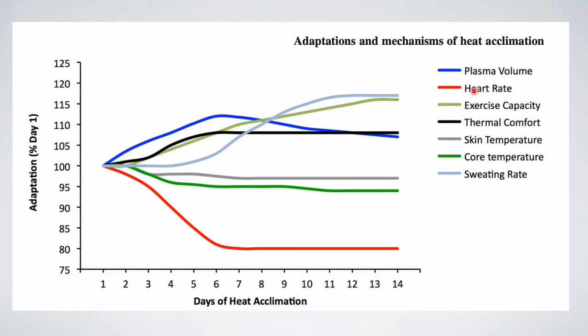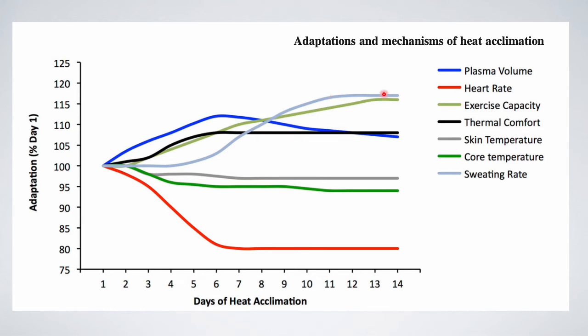So to summarize all the things that we discussed, you can see here in a diagram the different adaptations: increase in plasma volume, decrease in heart rate, exercise capacity, thermal comfort, skin temperature, core temperature, and sweating rate. You see all the positive adaptations, and on the x-axis we can see how quickly they appear. What is really interesting is that the majority of those adaptations take place within the first few days. So within 6 days, you have most of them.